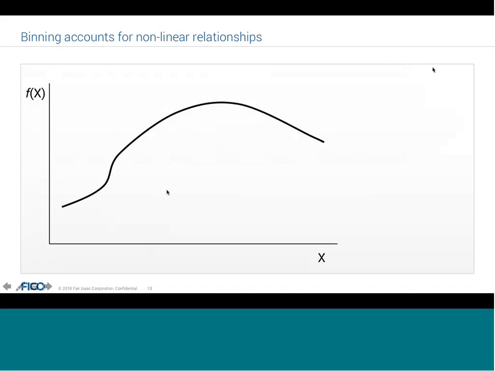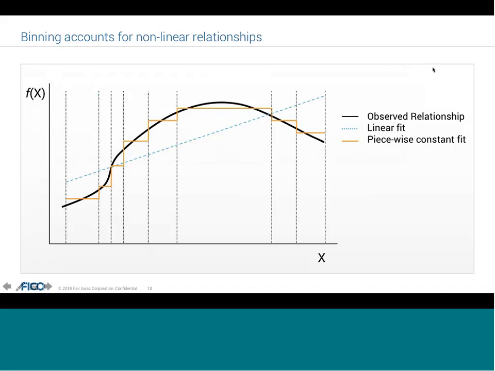If we talk about binning and its handling of nonlinear relationships, if this is the actual underlying relationship of the data, a linear solution might look something like this. As I now overlay bins on top of that, I can now start to find my solution as a piecewise constant fit. Now here are the individual betas that I've calculated using all of the information inside each of these individual bins in relation to the information of the whole population.